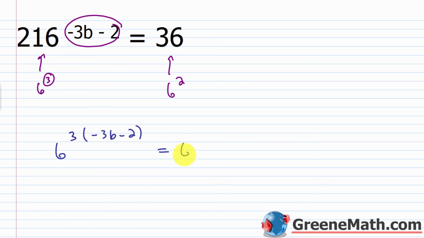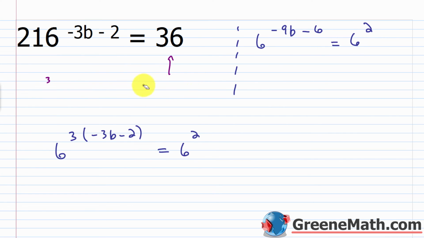This would be equal to 6 squared. So if I simplify here, 3 times -3b is -9b. So let's write this over here. We'd have 6 raised to the power of -9b. And then 3 times -2 would be -6. And this equals 6 squared. So I have the same base now. All I need to do is take my exponents and set them equal to each other.